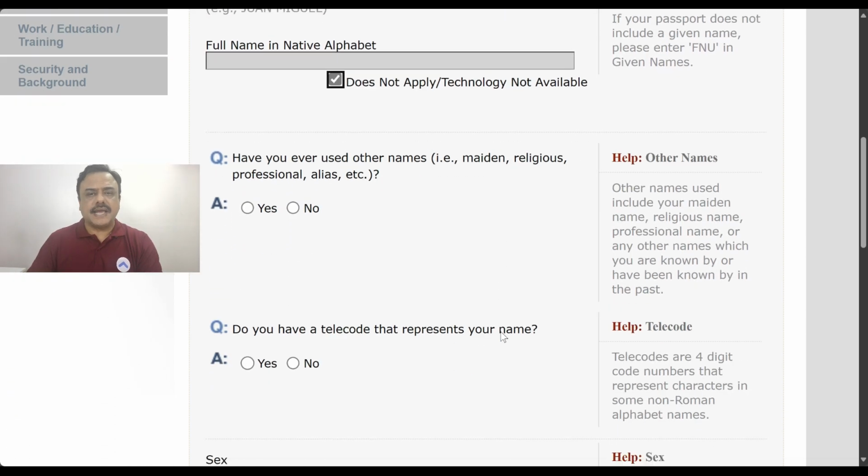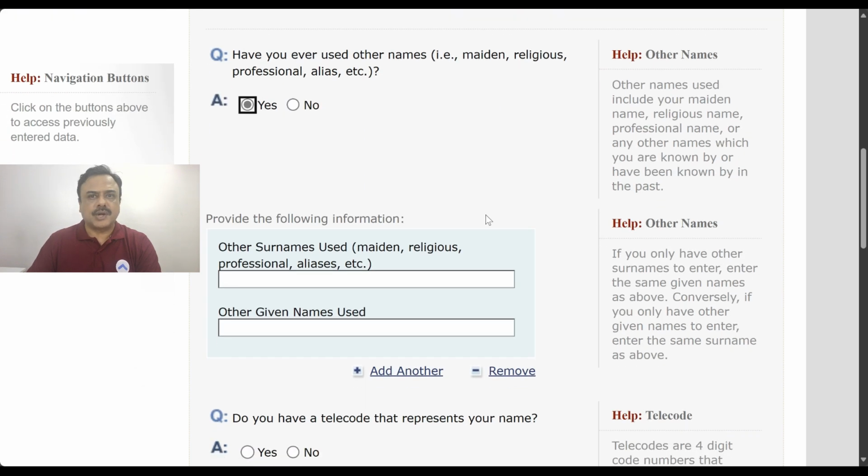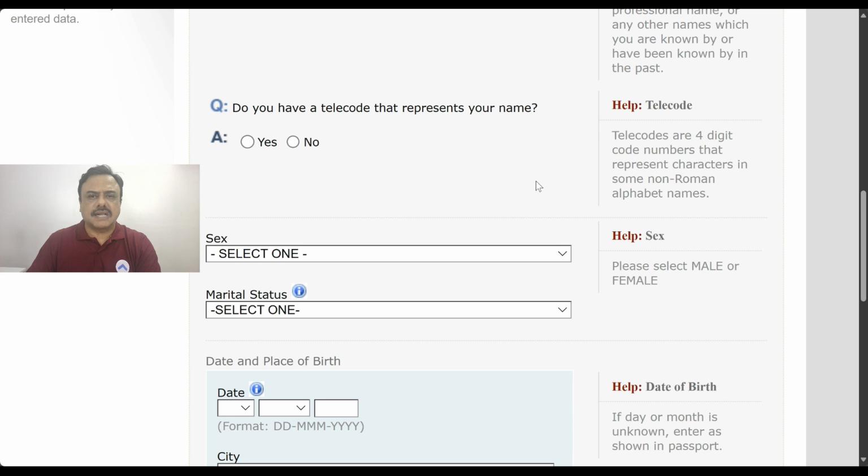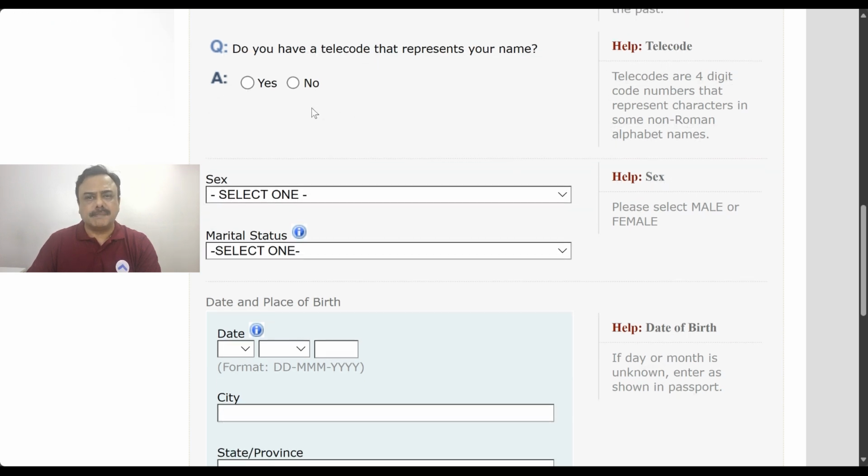In case you have had any other name earlier, your name has changed, either because you have legally changed it or your name got changed on account of marriage, that information of the earlier name has to be put in here. Now, the concept of telecode is again not something that is there in Indian culture. It is there in a few other cultures, non-Latin name based cultures like Chinese. For us, it is no.